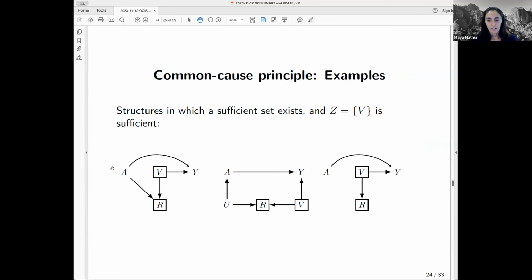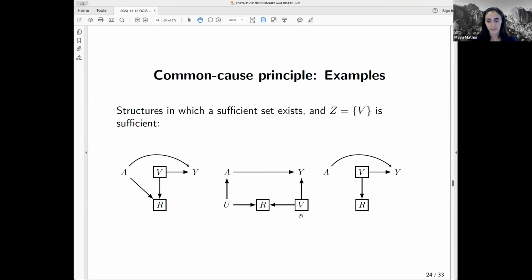All right, so here are some really simple examples where the set of common causes of R and Y is just identically V. And so indeed, in all of these cases, a sufficient set actually does exist, and so V itself will work. What's useful about this is that we don't actually need to know which of these structures we're in specifically in order to know that V would be the sufficient adjustment set. We only need to know that it constitutes all the common causes of R and Y, and that these are structures where a sufficient set exists.